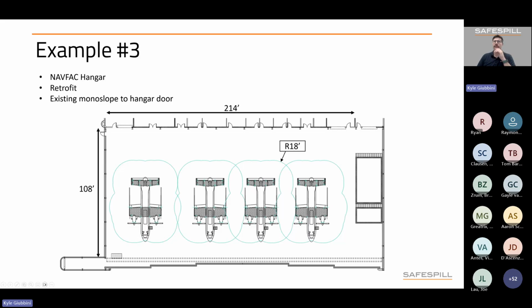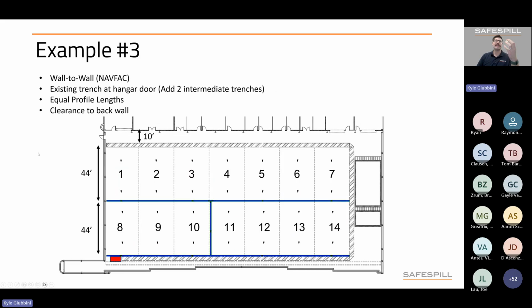Here you can see the aircraft with the spill radius bubbles around it. Because this was a NAVFAC application, we wanted to provide the maximum extents or a wall-to-wall solution for this hangar. Although the footprint could have been reduced based off of the aircraft, this gives flexibility for changes in aircraft over time and conditions where more than the usual number of aircraft need to be moved into the hangar.